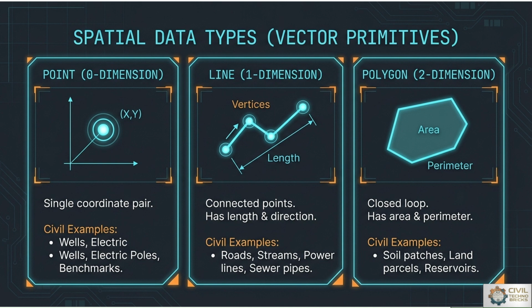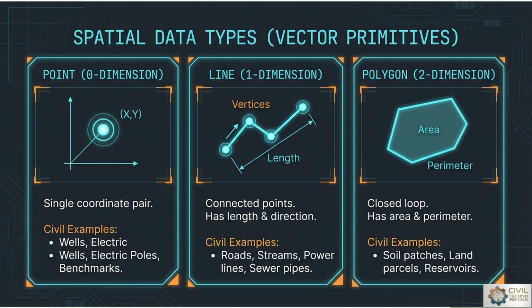Point, that is 0 dimension data, represents a single coordinate pair which is used for location specific features such as wells, electric poles, benchmarks, likewise. Line, which is 1 dimension data, consists of connected points with length and direction, commonly used to represent roads, streams, power lines, and sewer pipelines in civil engineering projects. Third, polygon, which is two-dimensional data, represents closed areas having area and perimeter, which is used for mapping land parks, land parcels, soil patches, reservoirs, and other surface features.